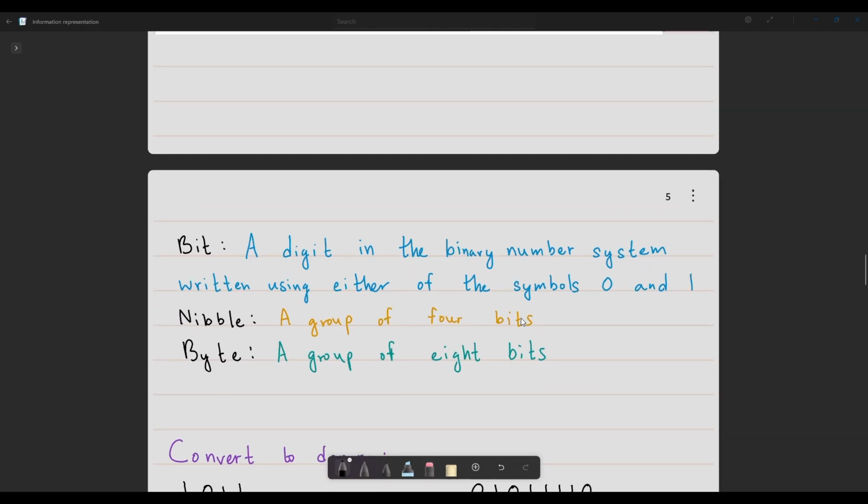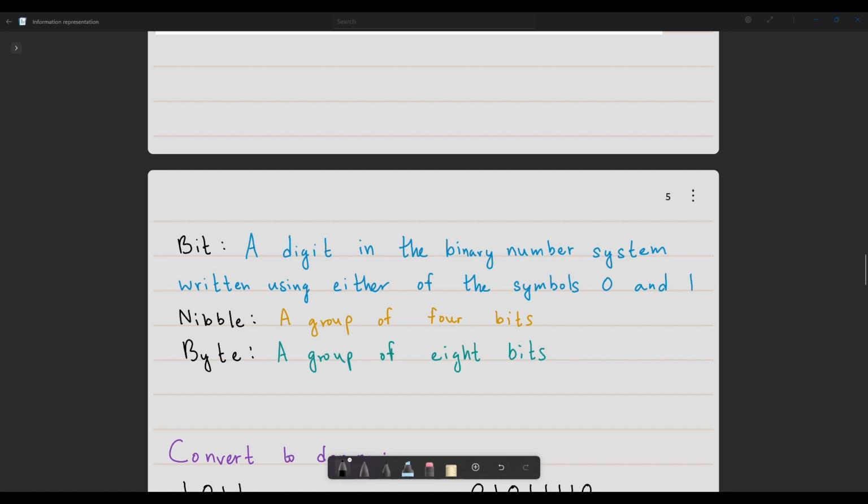The terms I thought we need to go over once again, starting from bit. So probably from the previous level, a bit is basically just a single digit in the binary number system, which can either be 0 or 1, right? Based on the book definition, it's a digit in the binary number system written using either of the symbols 0 and 1. I wrote down the definition from the book so you can have a reference. And so a bit is like the simplest form. It's just one single digit.